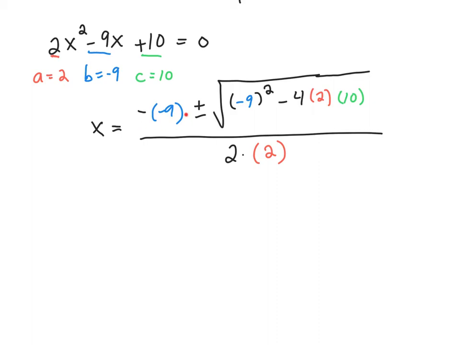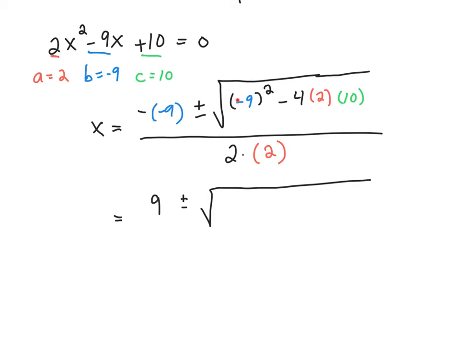So the first thing that I see is I have minus negative 9. So I have two negatives, that's going to be a positive. And so as I'm moving down, minus negative 9, this becomes a 9, plus or minus the square root. And then I'm going to see if I can take care of everything underneath the square root.